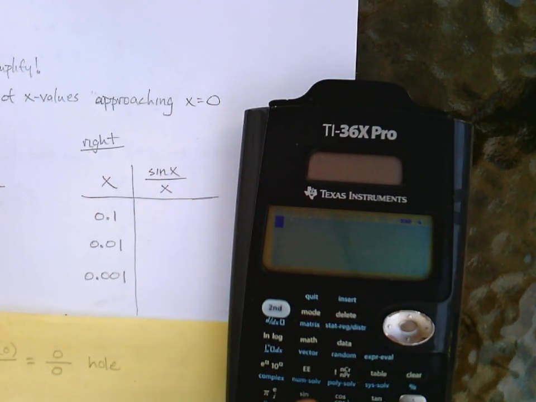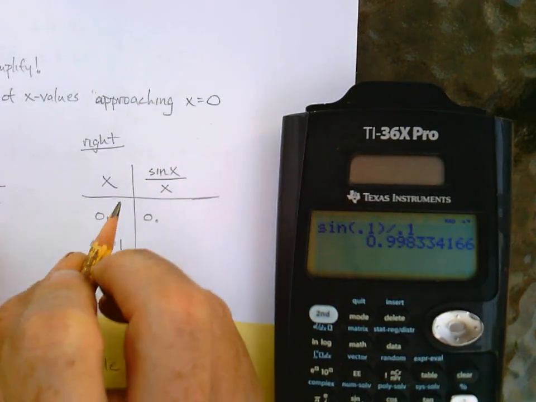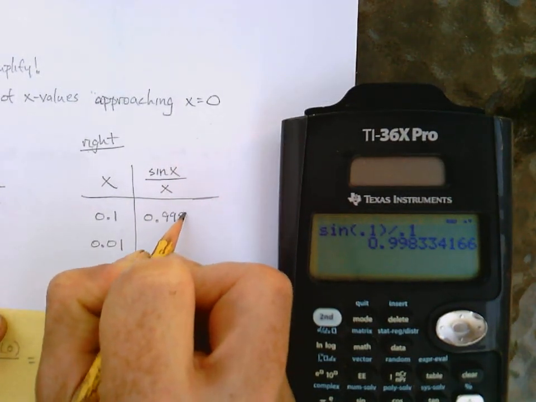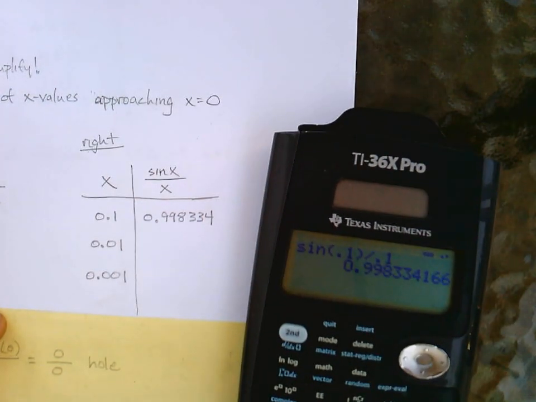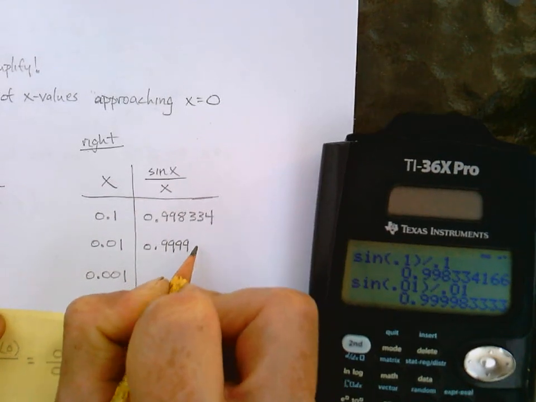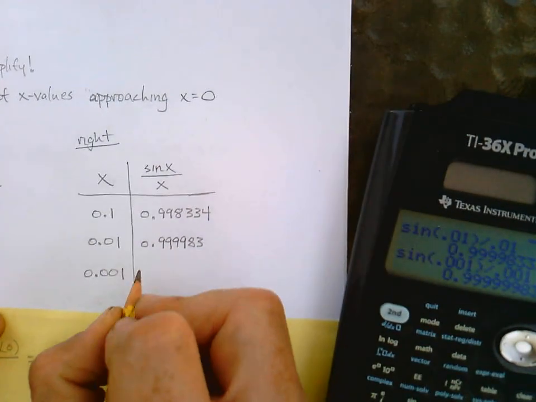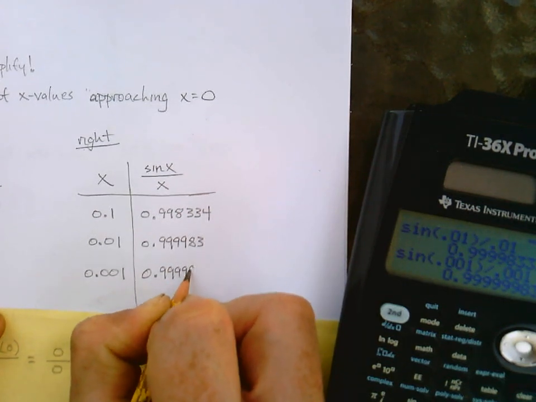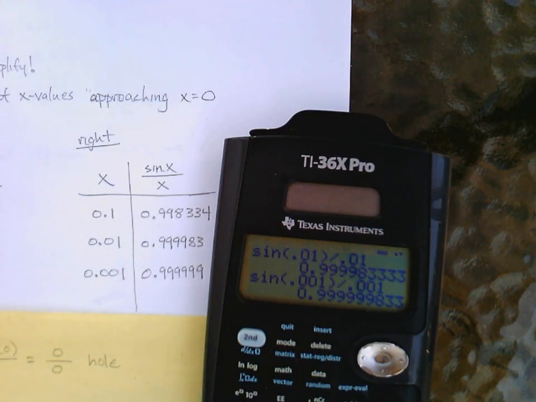The positive versions, so sine 0.1 divided by 0.1. And what do you know? I actually got the same number. I slid it off the screen there, but it's the same number as the negatives. And is that going to be true for 0.01 also? It is 0.999983 and 0.001. And at that point, it's all 9s, 6 9s. And then it begins the 8-3 at that point.